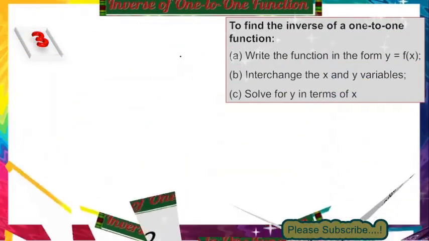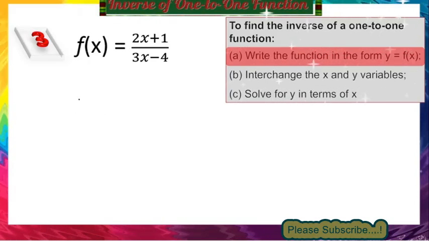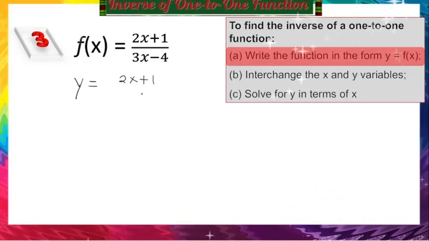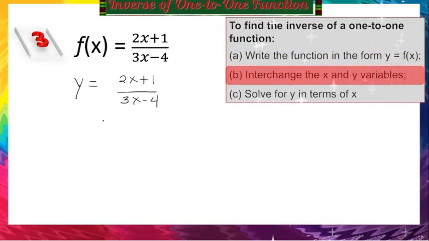Number 3. Same procedure. You have to change f of x to y, then copy the given, 2x plus 1 over 3x minus 4. Then next you interchange the x and y variables. So your y becomes your x, and this one becomes 2y plus 1 all over 3y minus 4. Then after that, cross multiply.